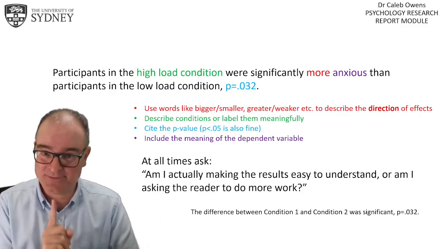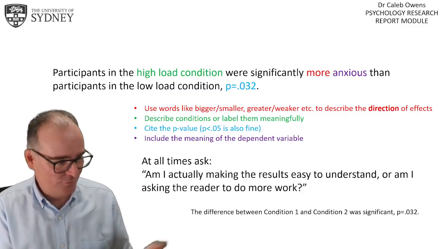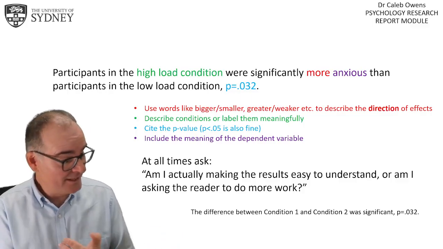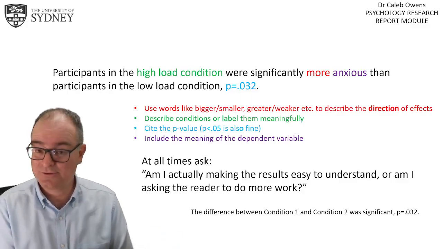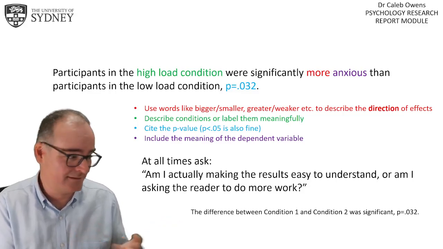One sentence per p-value, okay? Keep it neat, make that sentence have all the information. Use words like bigger, smaller, greater, weaker to describe the direction of the effects. You know the direction by looking at the means.